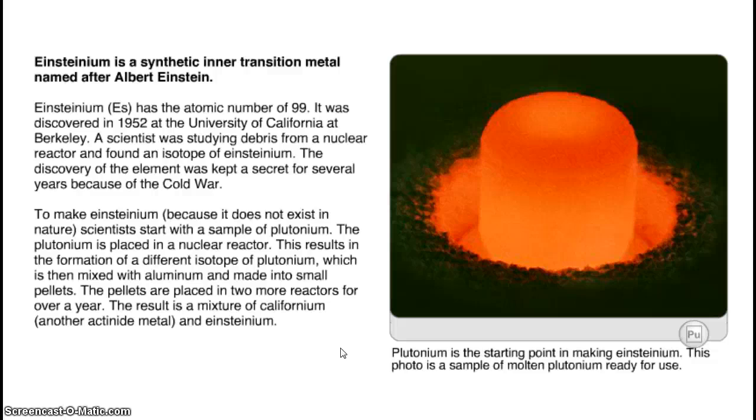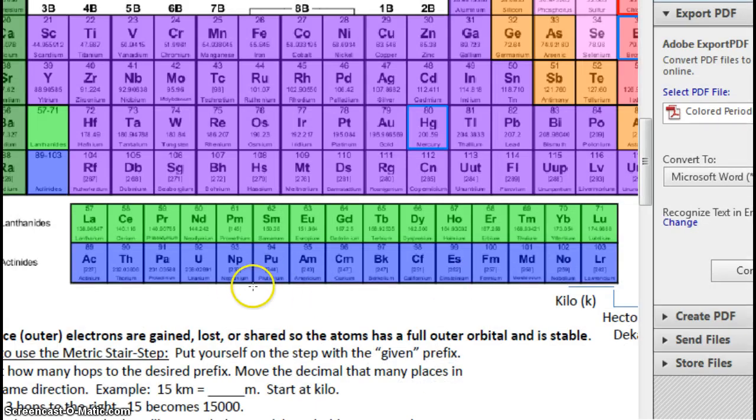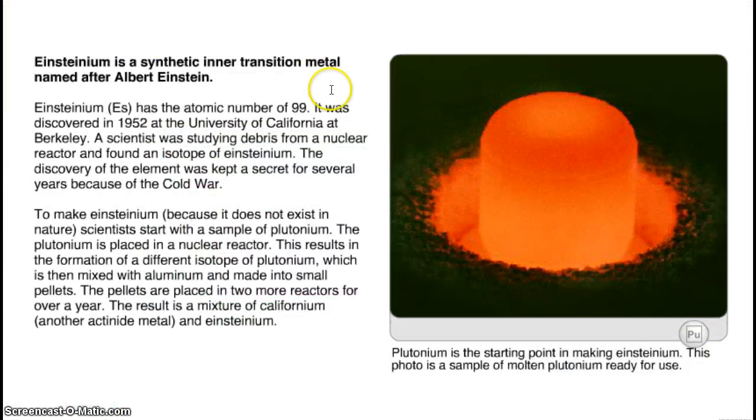To make einsteinium, because it does not occur in nature, because it's above number 92 in our actinide series. So what do we call that again? It's beyond uranium. It's transuranium. Okay. To make einsteinium, because it does not occur in nature, scientists start with a sample of plutonium. The plutonium is placed in a nuclear reactor.